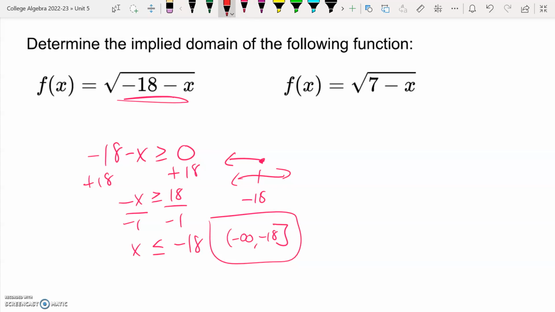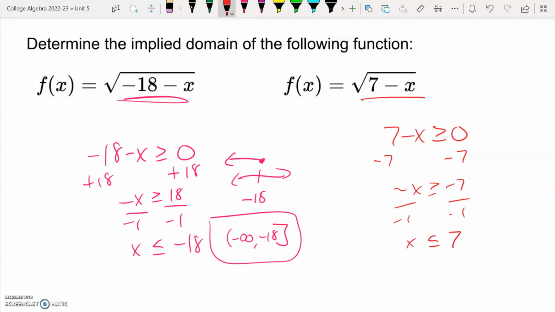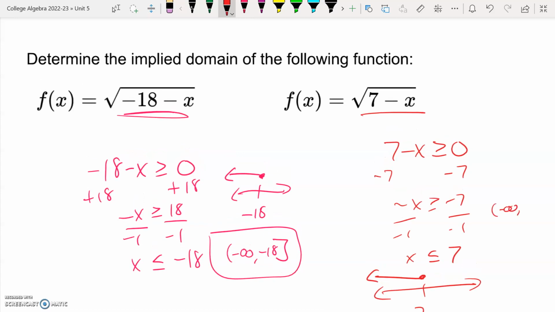Just make sure that you know if you divide by a negative, it's still always greater than or equal to 0. If I divide by a negative, you have to flip your inequality sign. So that would be less than or equal to 7. So I do 7, closed circle, less than or equal to. So that would be negative infinity to 7.